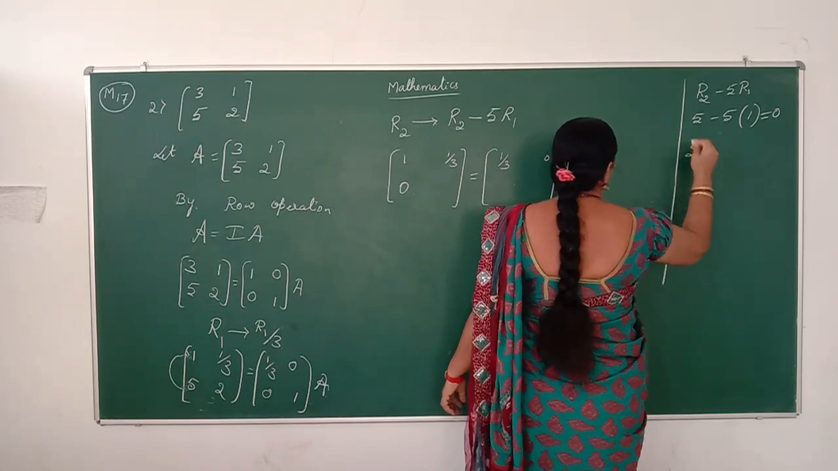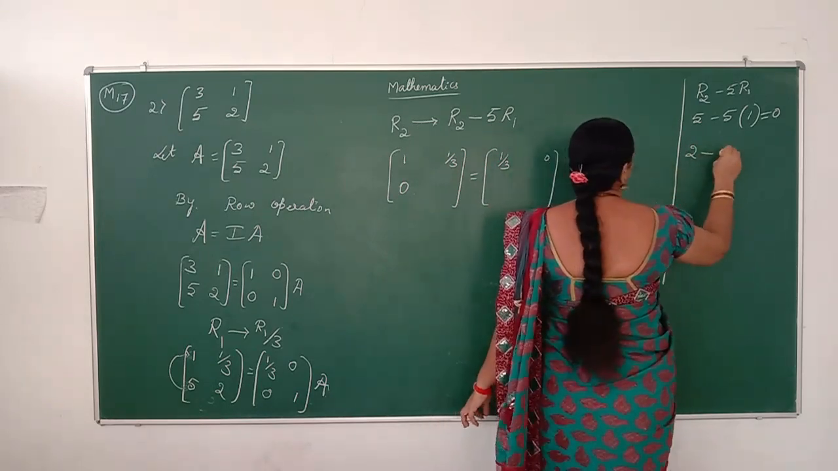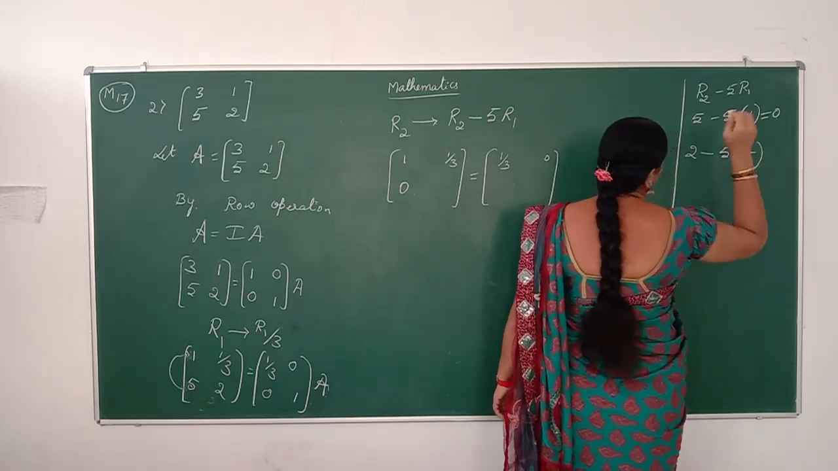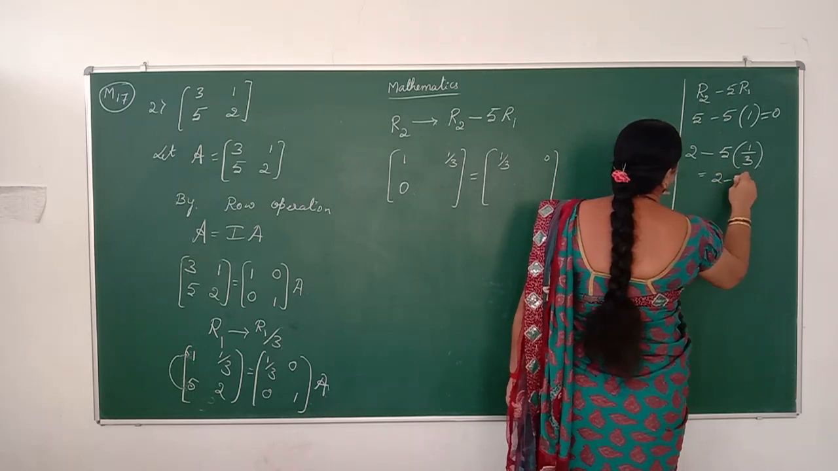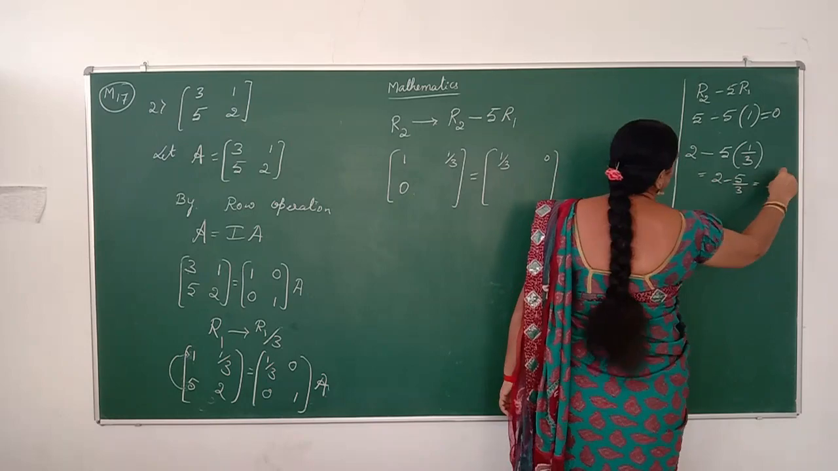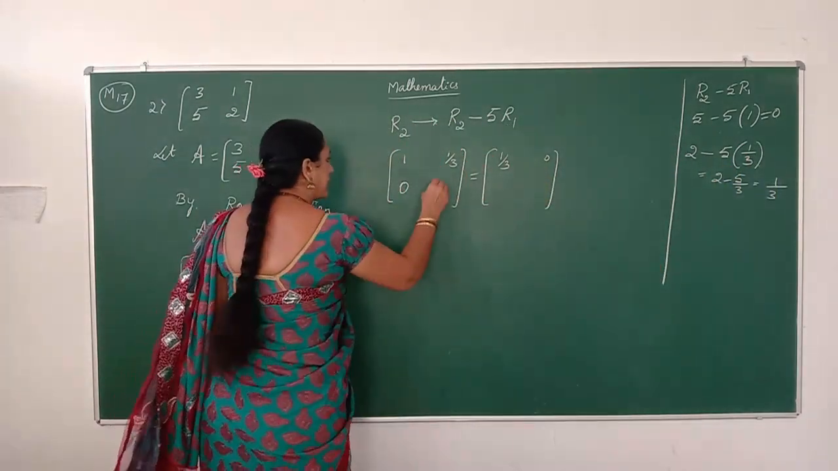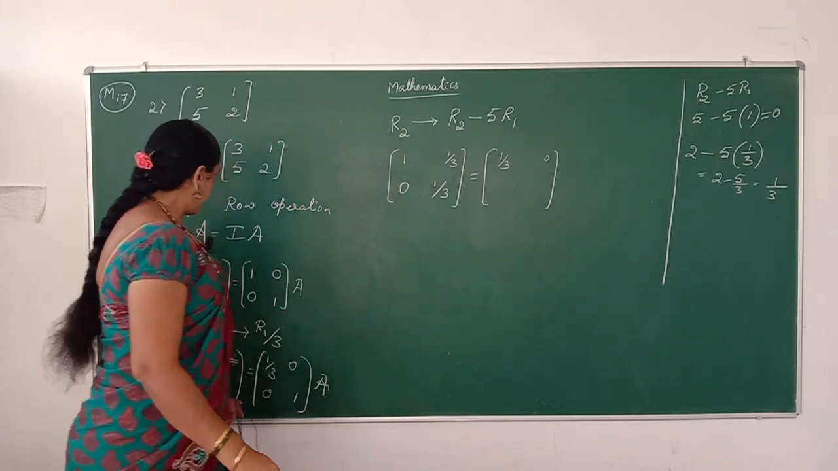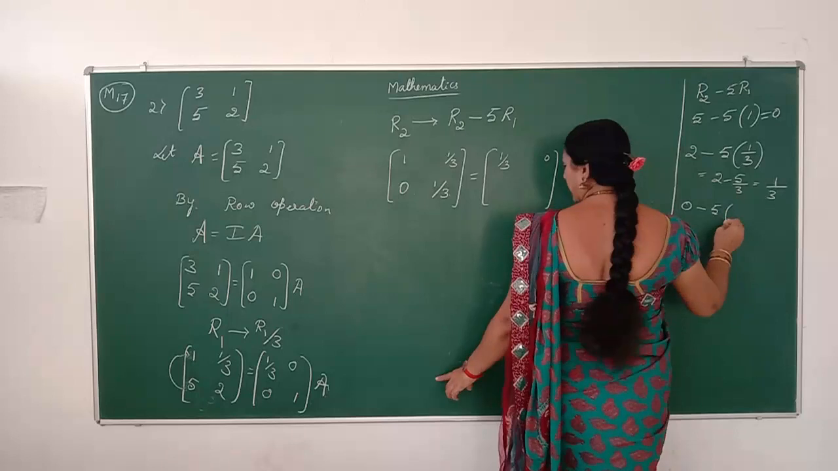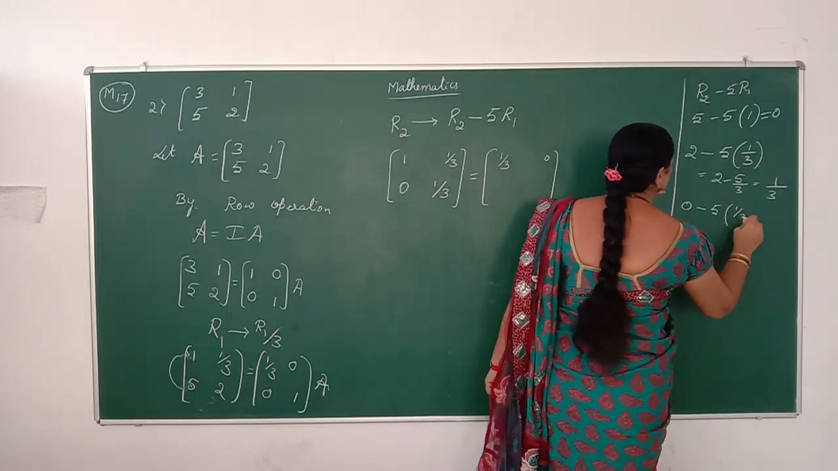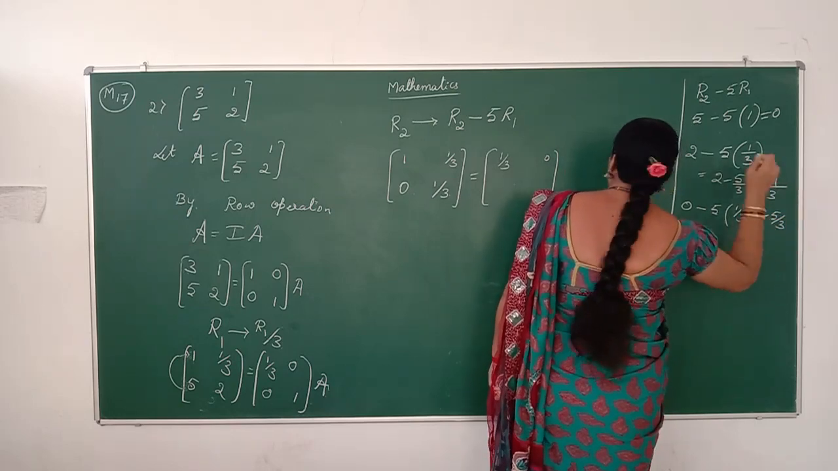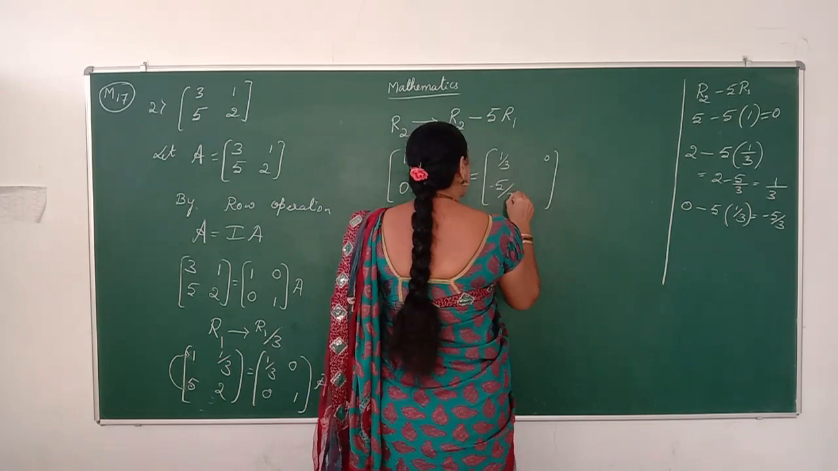Similarly, the second element of R2 is 2 minus 5 times 1 by 3. So that is 2 minus 5 divided by 3. The LCM is 3, the numerator is 6 minus 5, which is 1 by 3. And in the RHS, R2 is 0 minus 5 times the corresponding R1, which is 1 by 3. So 0 minus 5 into 1 by 3 is minus 5 divided by 3.